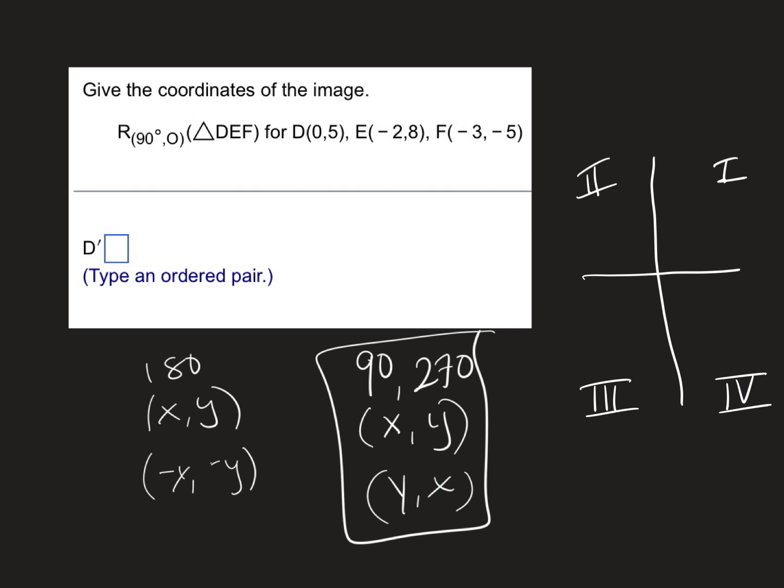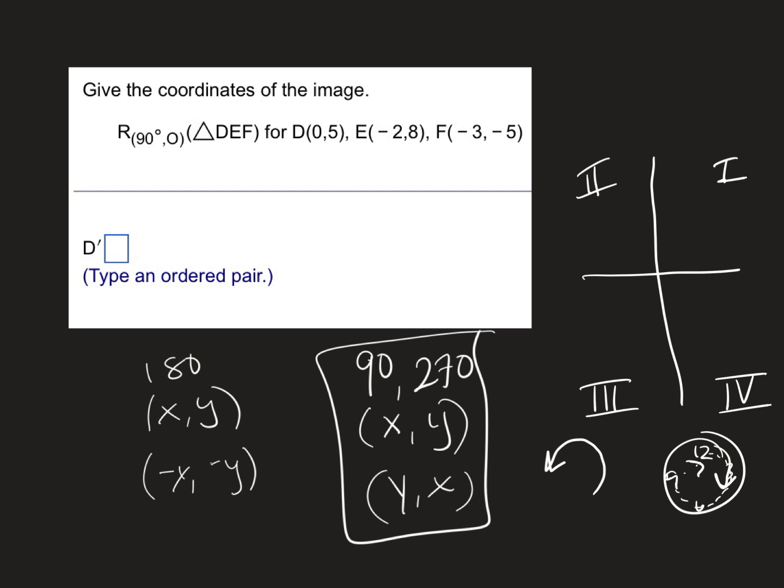Now, rotations are always counterclockwise. So if you think about a clock, so 12, 6, 3, 9. Clocks move this way. An analog clock moves to the right, moves the direction of the right. Counterclockwise is the opposite. So I rotate to the left.